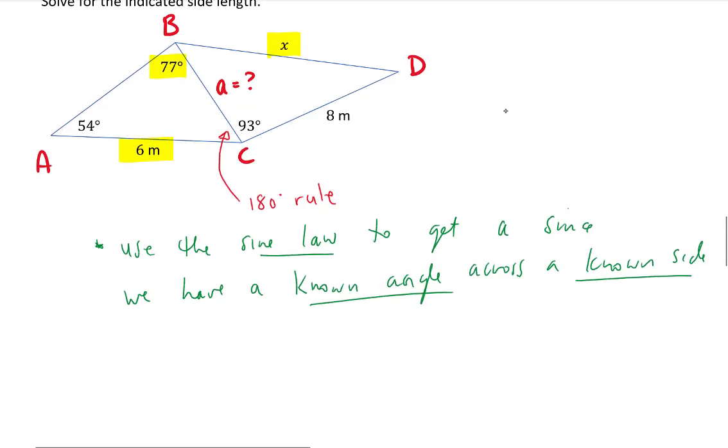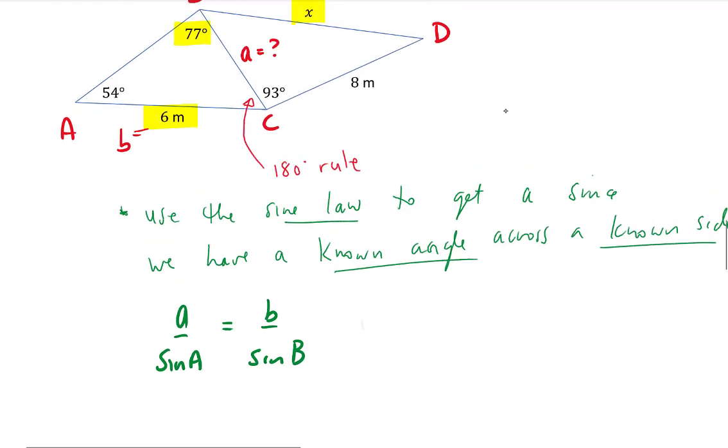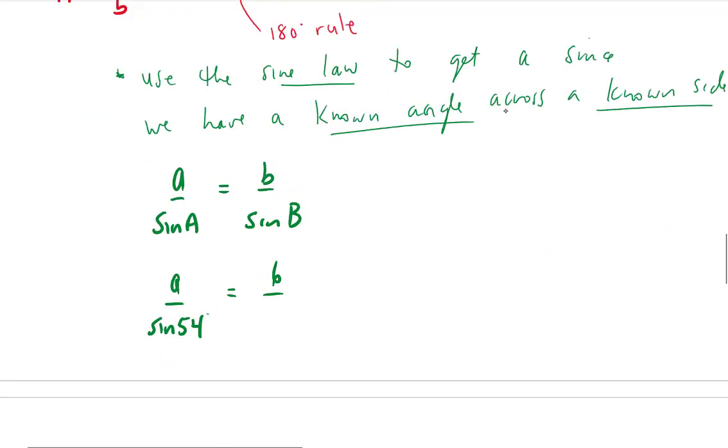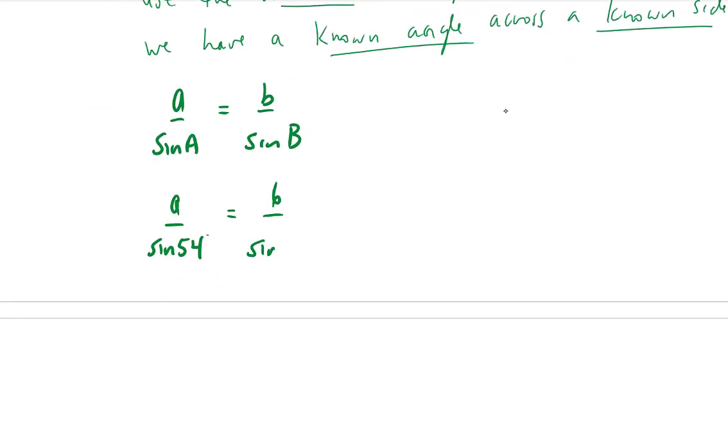So let's set up that ratio. We are looking for side A. That means I'm going to need to divide by sine of angle A. And our known ratio is side B. So here's side B over the sine of angle B. So let's set that up. A is our unknown. We'll leave it as A this time. We have A over sine of 54 degrees equals 6 over sine of 77.